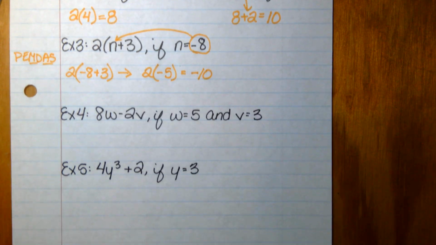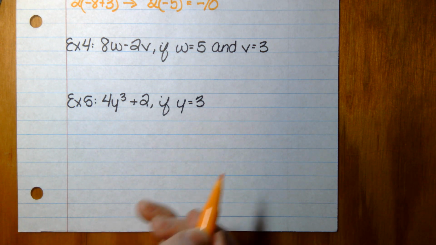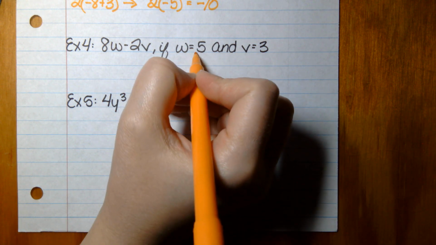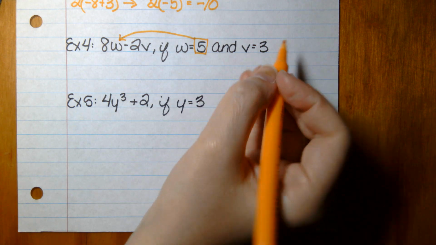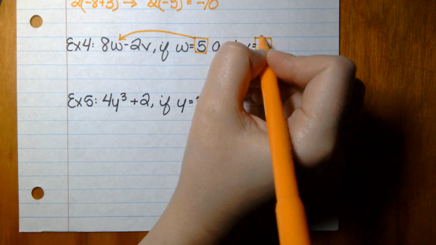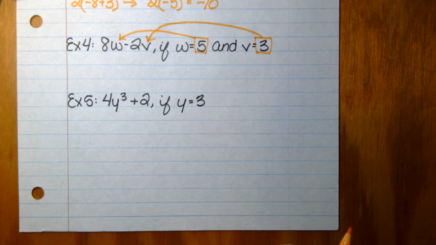If I look down at example 4, I have 8w minus 2v if w is 5 and v is 3. So again, you're still plugging everything in. It says w is 5. So that's going to go in for my W, and it says that V is 3, so that 3 is going to go in for my V. Remember, if you have numbers and variables touching, it means to multiply.